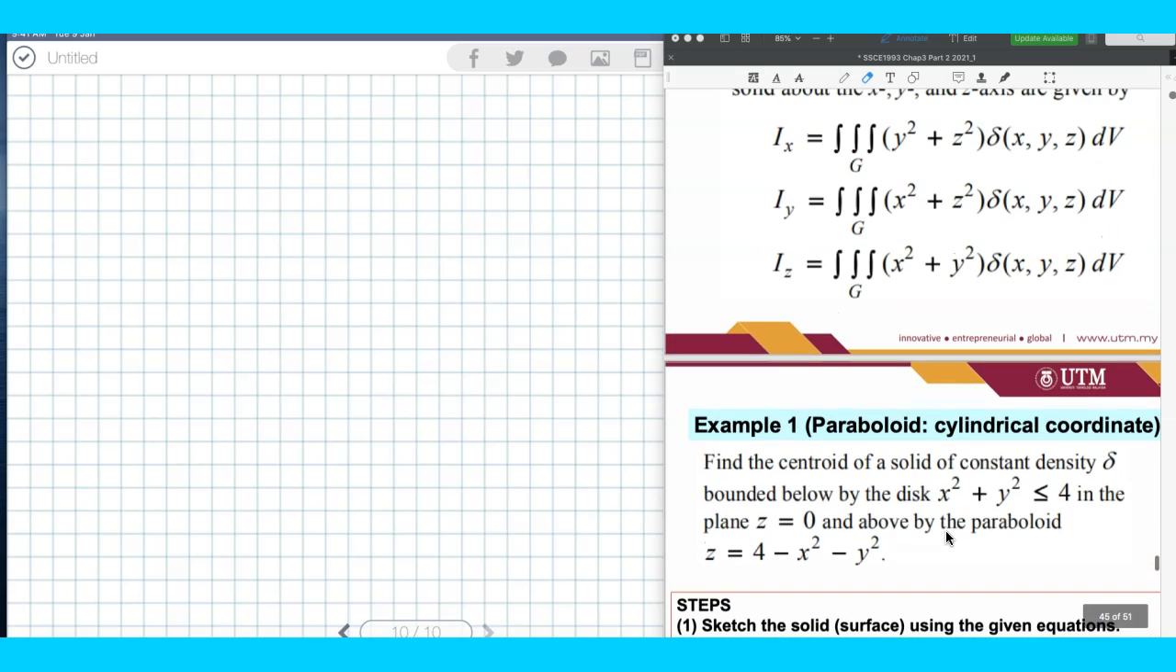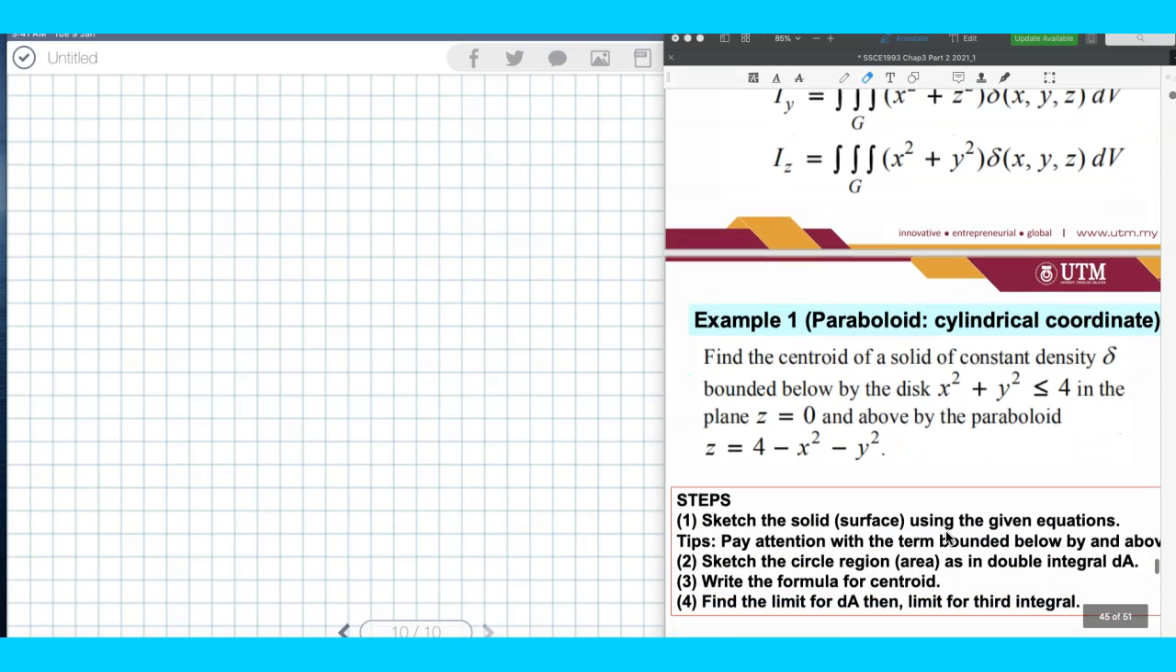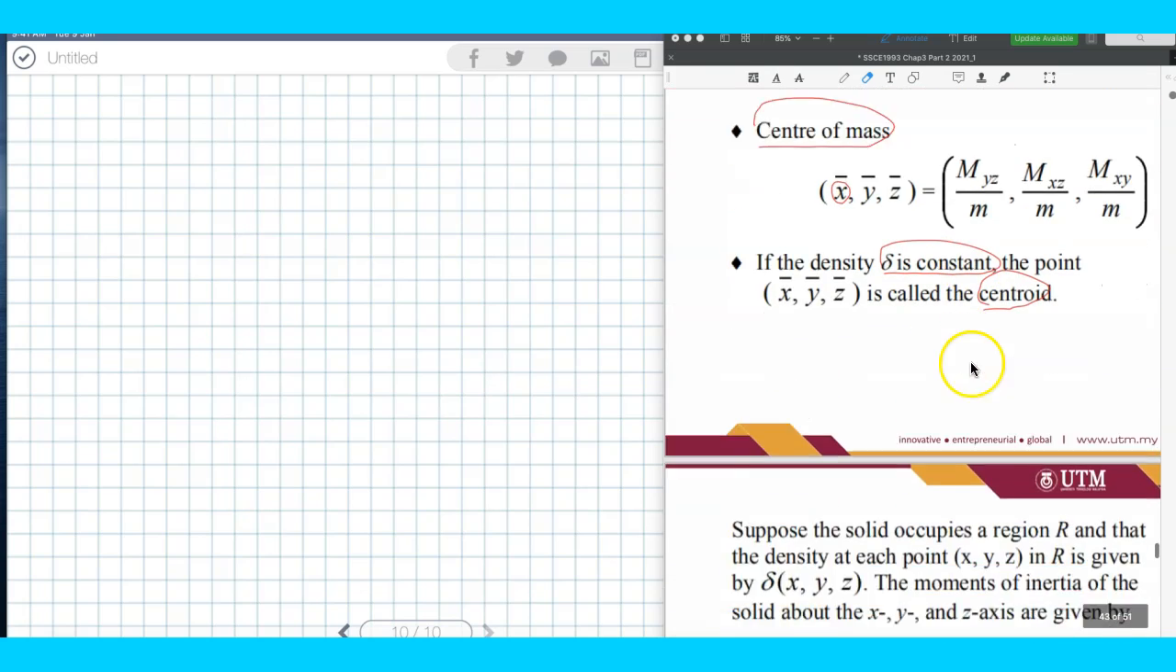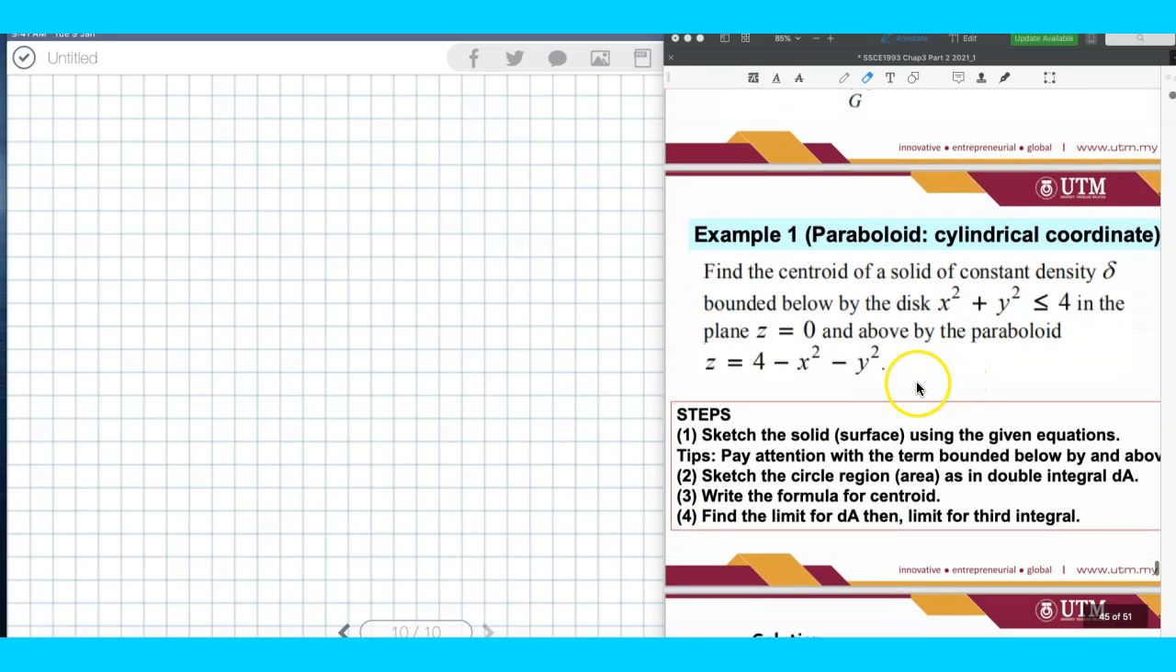So now, using the formulas, we want to look at an example regarding the application that I have shown you here. Looking at example 1, this is a paraboloid, and the application uses cylindrical coordinates.